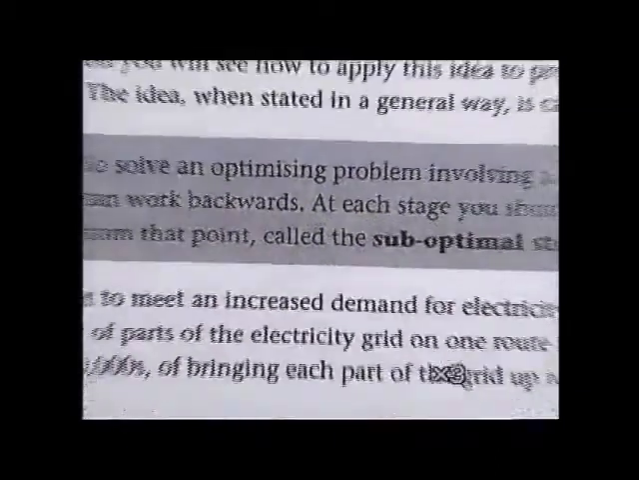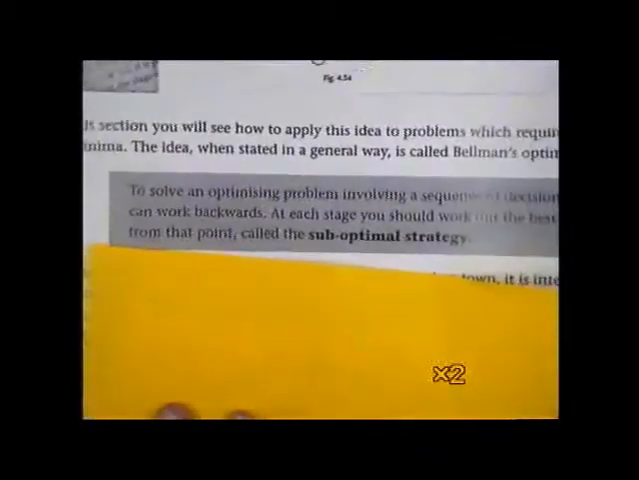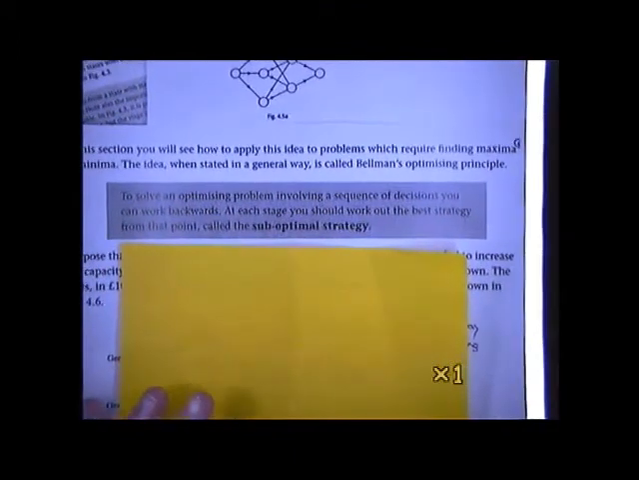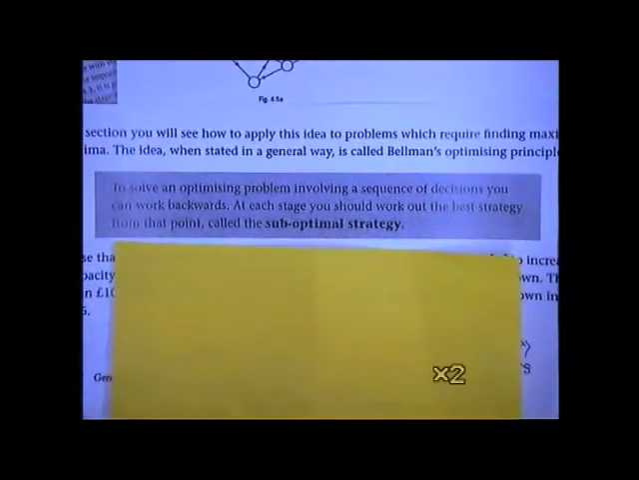This chapter hinges on something known as Bellman's optimization principle, which is what you can see here on screen. Bellman was the person we mentioned at the beginning, in the 1950s. To solve an optimization problem involving a sequence of decisions, you can work backwards. At each stage, you work out the best strategy from that point to the end, which is called the suboptimal strategy. And you keep working backwards through the problem until you get to the beginning. You do it in each chunk. You just roll back all the time. You say, from a point very near the end, what would be my best thing to do if I was here?